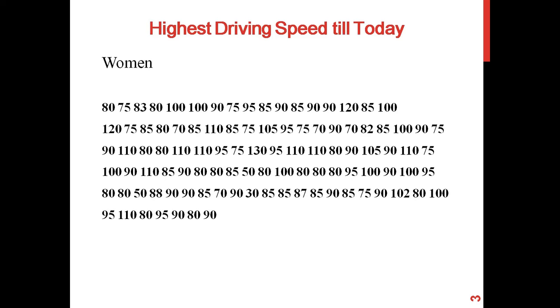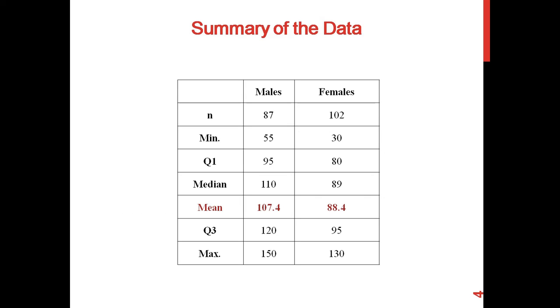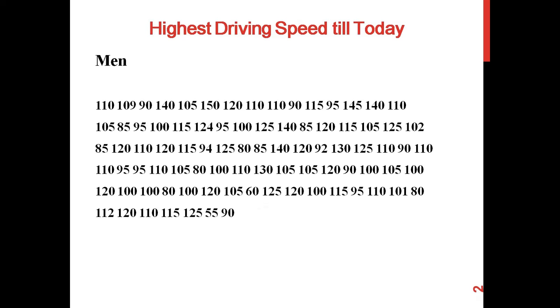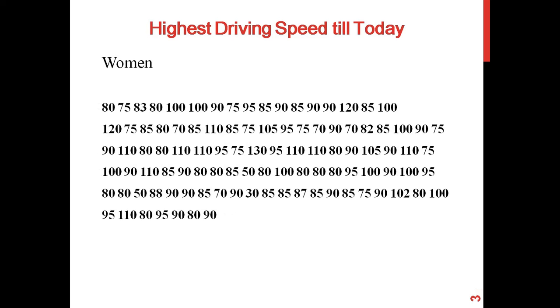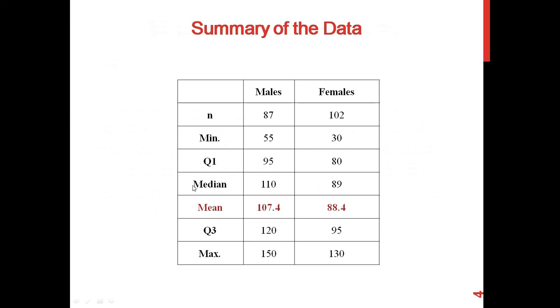Now we have studied the concept of sampling distribution. What does it mean? First, let me take a summary of this entire data. For men, this is the complete sample. For women, this is the complete sample. So I have 87 observations on males, 102 observations on females. Minimum for males is this, minimum for females is this, and so on. So we have computed minimum, Q1, median, mean, Q3, and maximum.